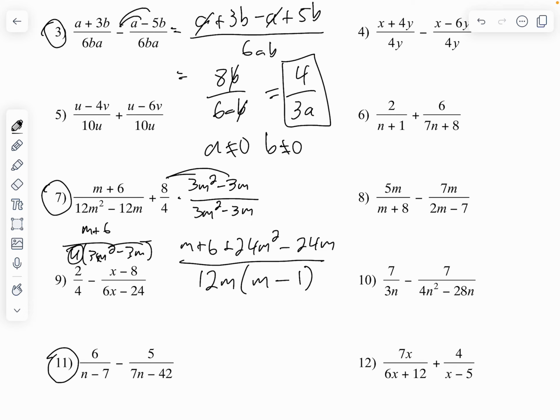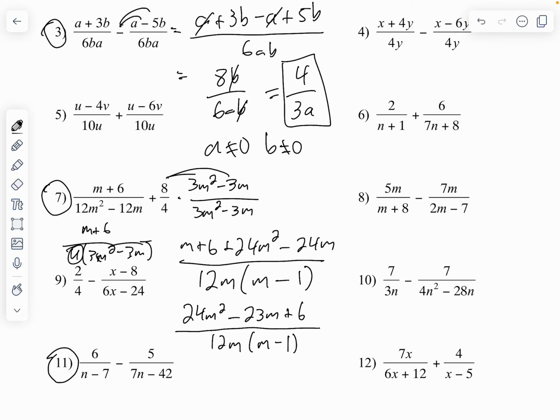All right, so now on the top, what do we got? We got 24m squared, and then plus m minus 24m is a minus 23m, and then plus 6. And on the bottom, we have 12m times m minus 1.